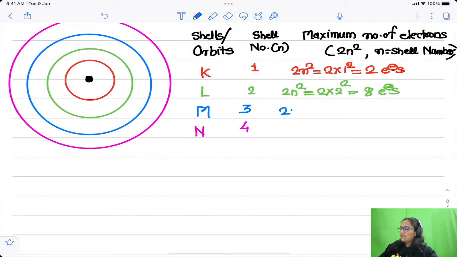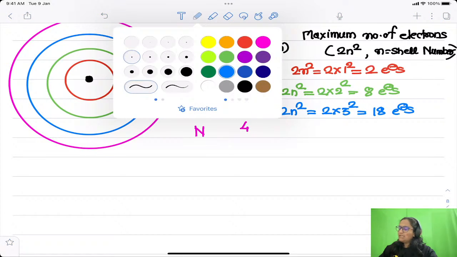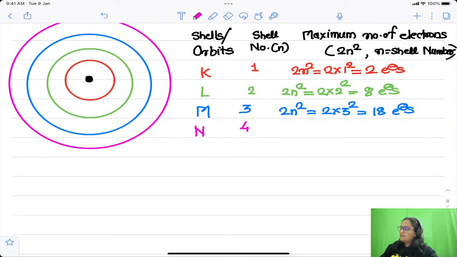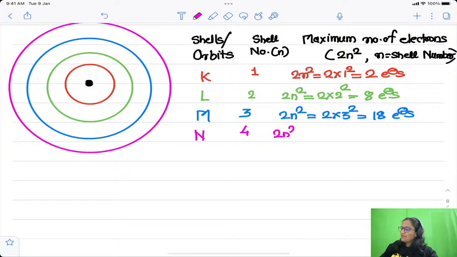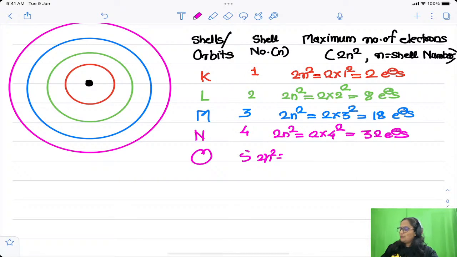The next is M shell, for which n is equal to 3. So 2 into 3 square is equal to 18. So in M shell, maximum up to 18 electrons can stay at a time. The next is N shell, where n is equal to 4. 4 square is 16, into 2, that is 32. So in N shell, maximum up to 32 electrons can stay. If it is O, the fifth shell, then 2n square will be 2 into 5 square, that will be 50, and so on, right?